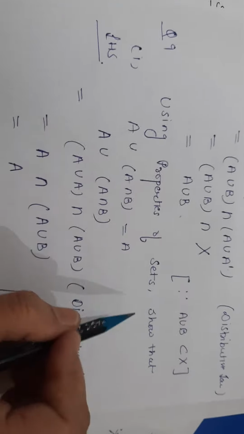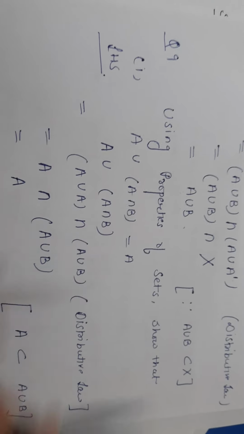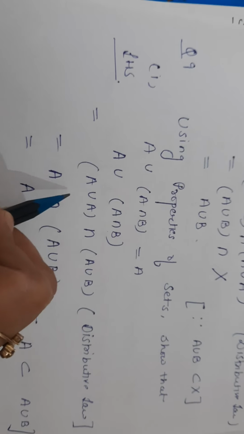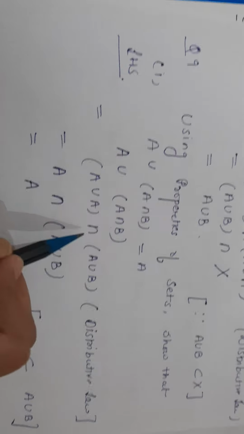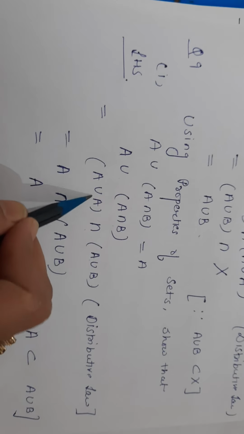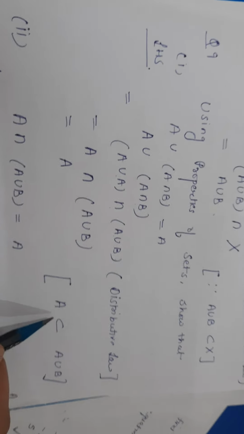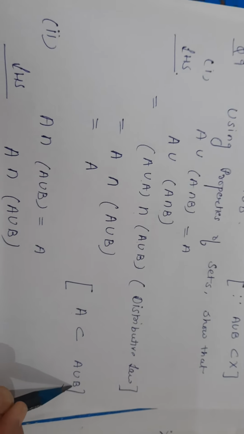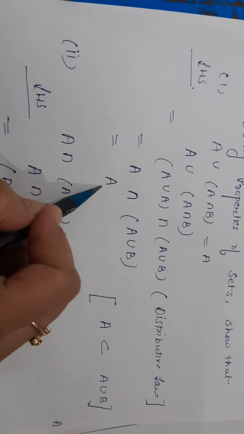Question number 9, this is also important. Using properties of set, show that these two are equal. Whenever it is written using property, you have to use at least one property in the question. Now I have taken this side. Apply distributive law. A union A intersection A union B. Further this is equal to A. Now we know that A is a subset of A union B. True. So the intersection is smaller set A.